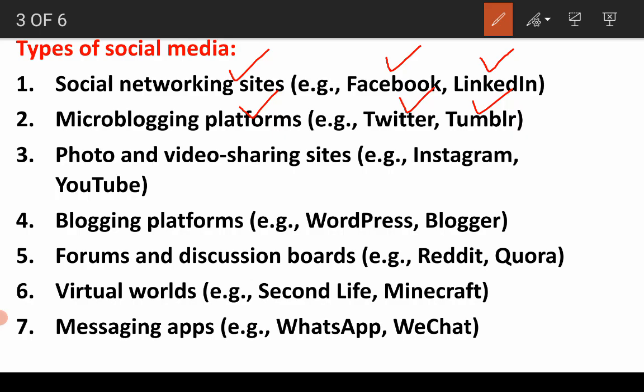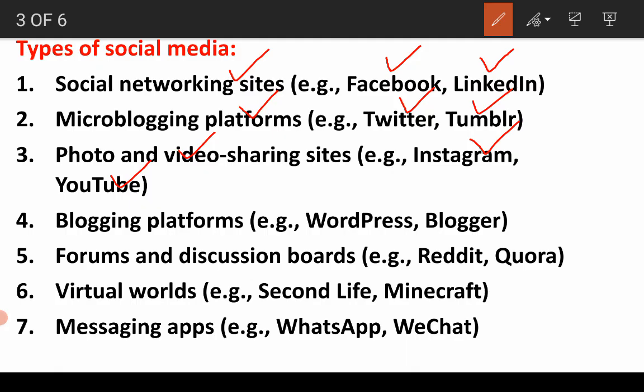But also there is a type of social media which enables you to share videos and photos. For example, Instagram as well as YouTube. For example, I'm using YouTube right now to share information with you. I'm able to share videos, photos, and other content. So Instagram and YouTube belong to photo and video sharing sites as a type of social media.